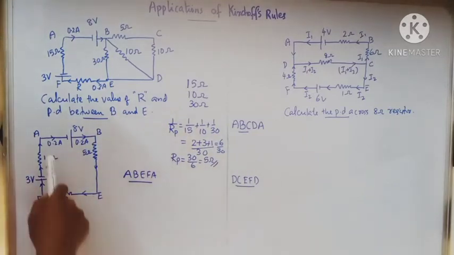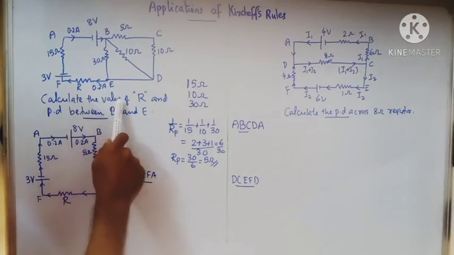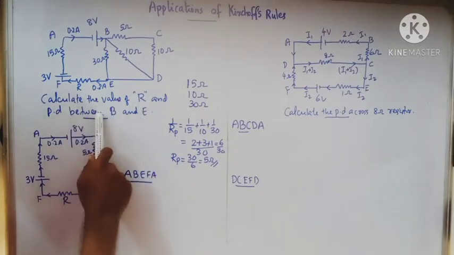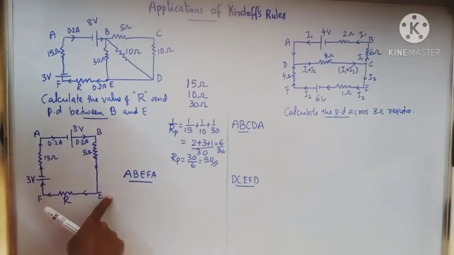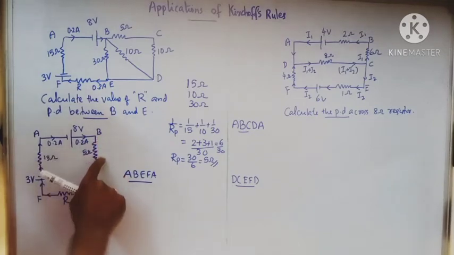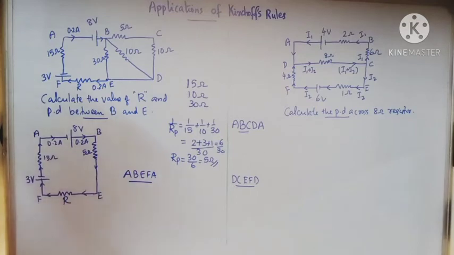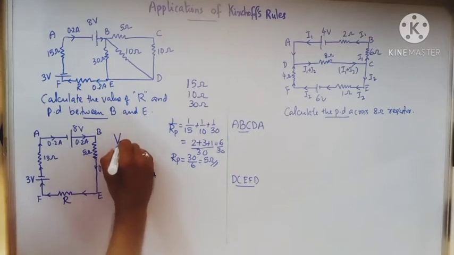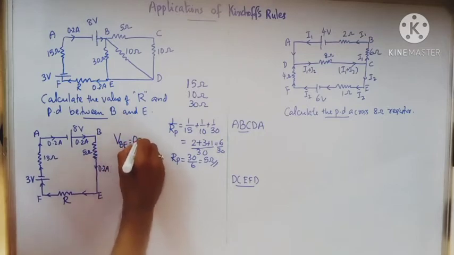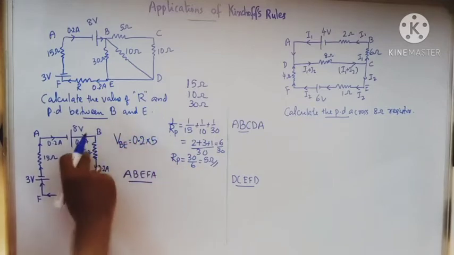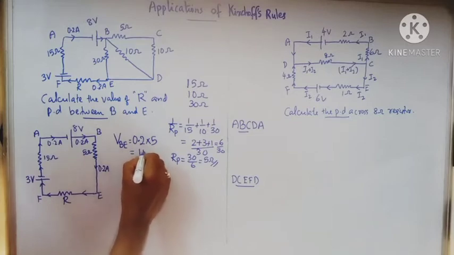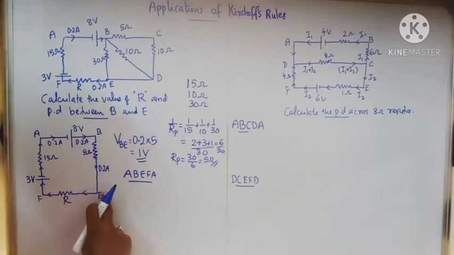Now we will apply Kirchhoff's rule. What's our aim? We need to find the value of the unknown resistance as well as the potential difference between B and E. That you can easily find. Voltage across B and E is equal to current into resistance. Resistance is 5 ohm. What is the current in this branch? The current in this branch is already given in the question, it is 0.2 amperes. So the voltage across B and E is 0.2 into 5. What will be the value? 1 volt. 1 volt will be the voltage across B and E.